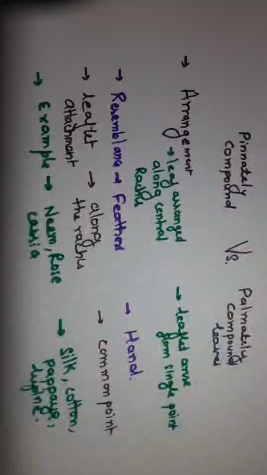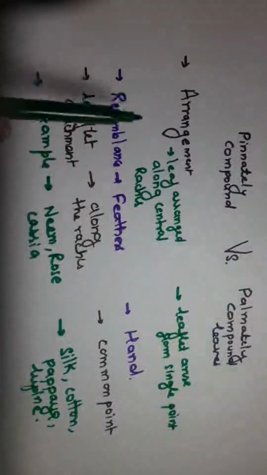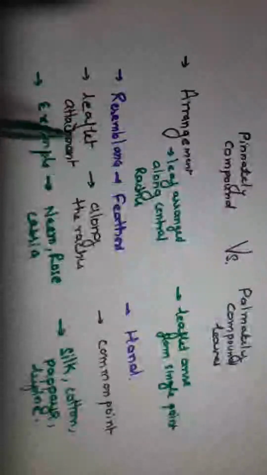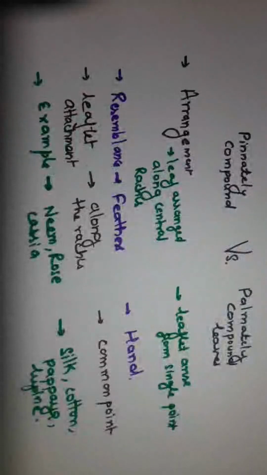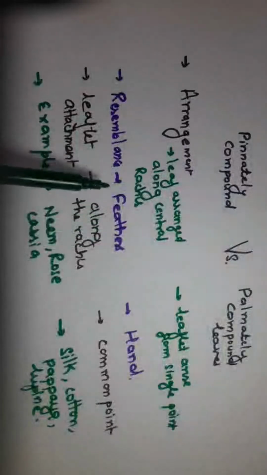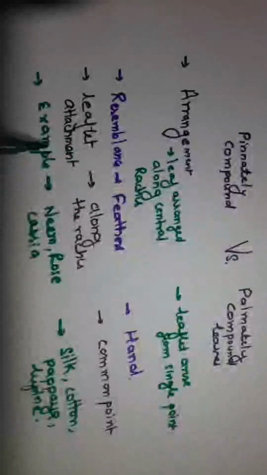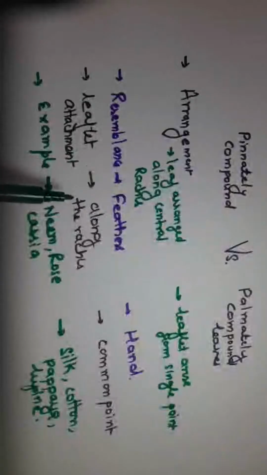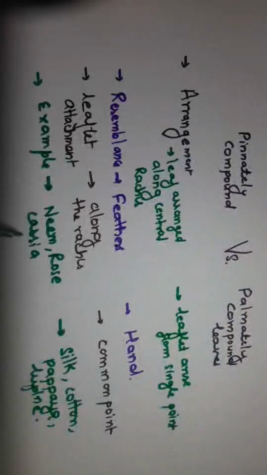Okay, so before closing the live stream, just have a quick recap. In the pinnately compound leaf, the leaflets are arranged along both sides of a central rachis. If we talk about the resemblance, the pinnately compound leaves look like a feather in shape. And about the attachment, the leaflets show attachment along the rachis. The examples include neem, rose and cassia.